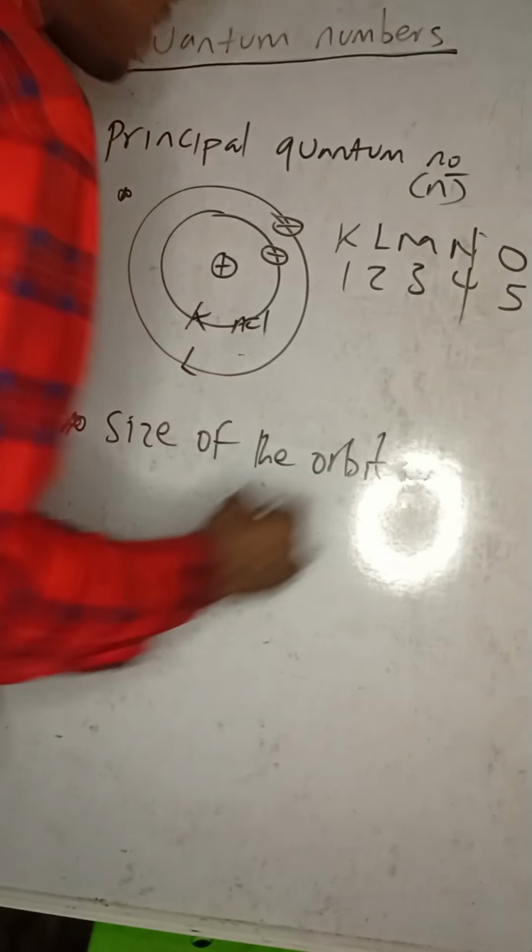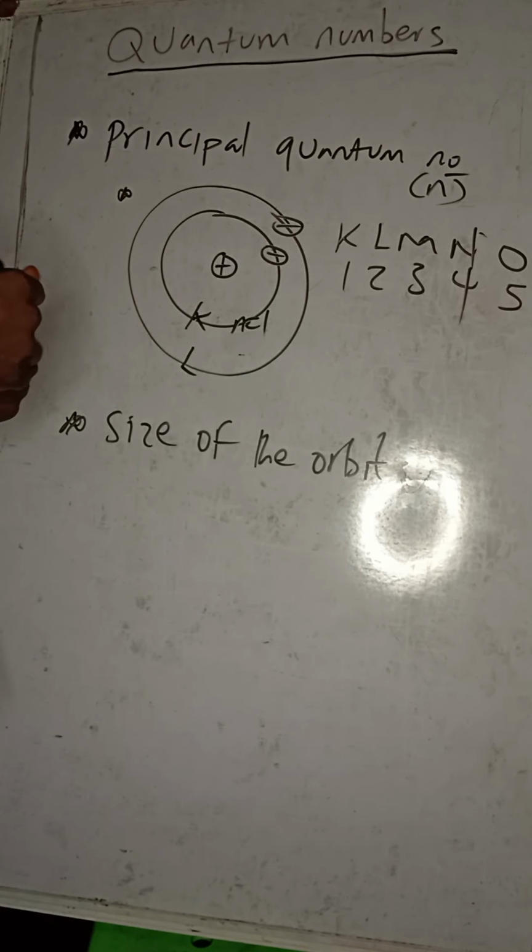It tells us the size of the orbit, and it will also tell us the size of the orbitals. I'll come again and talk about orbitals. It tells us the size of the orbit and the size of the orbital.